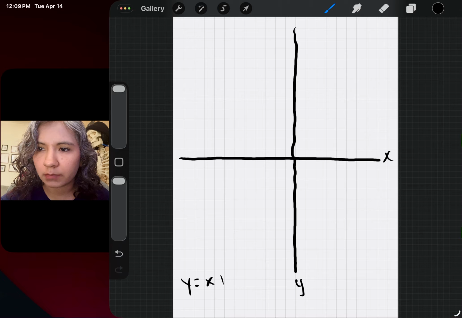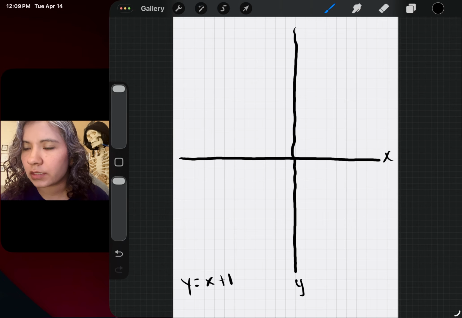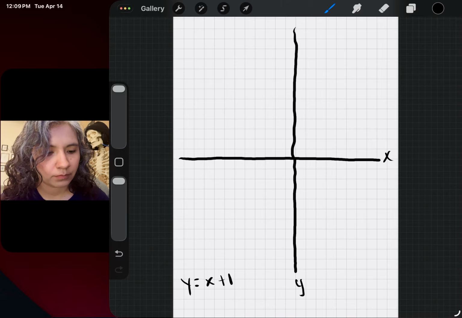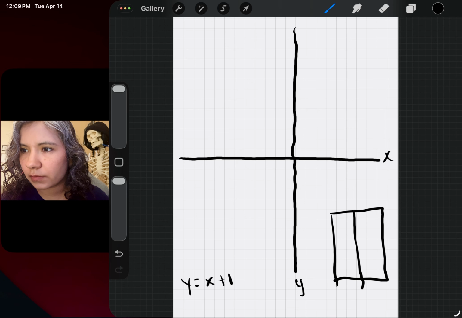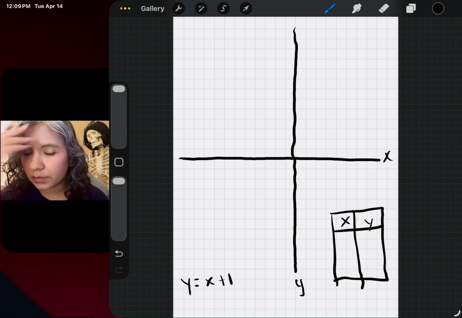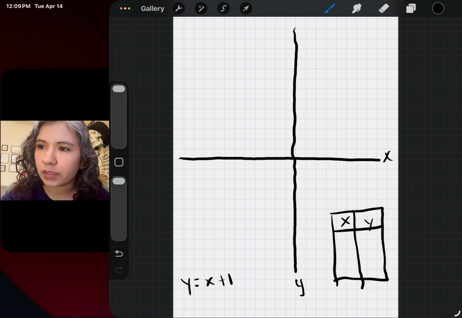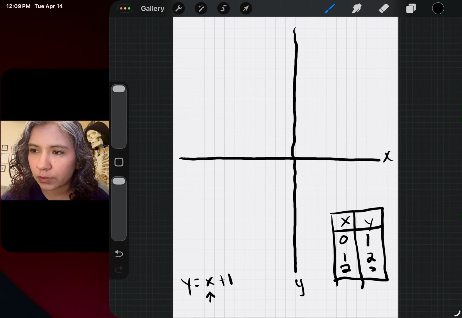y equals x plus 1 can be graphed. So what we can do is we can make a table and we can say x and y. If x is 0, so we're plugging in the x here, then y is 1. If x is 1, 1 plus 1 is 2, y is 2. And if x is 2, 2 plus 1 is 3.